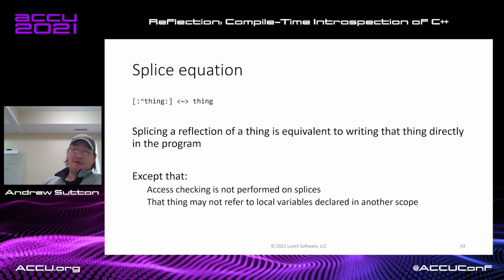Okay. Splicing, like I mentioned, is the inverse of reflection. There's actually an equation that governs this, which is that if you splice the reflection of a thing, it should be almost exactly equivalent to writing that thing directly into the program. There are two exceptions to that. And actually the second one isn't even really an exception. But the one exception that we do have is that access checking is not performed on splices. So if you've ever gotten a reflection for a private data member, for example, you can splice that into a program and it's going to work.